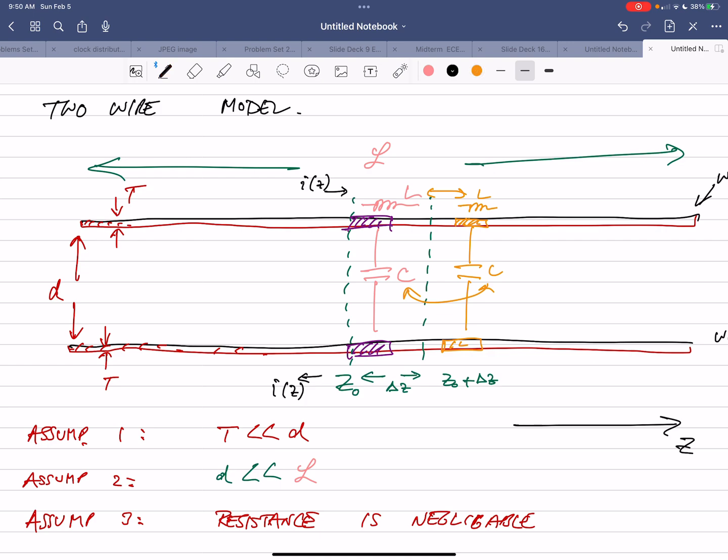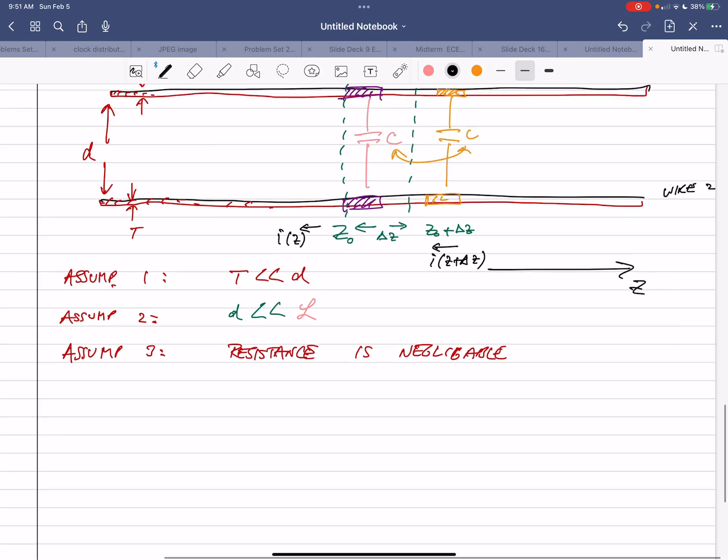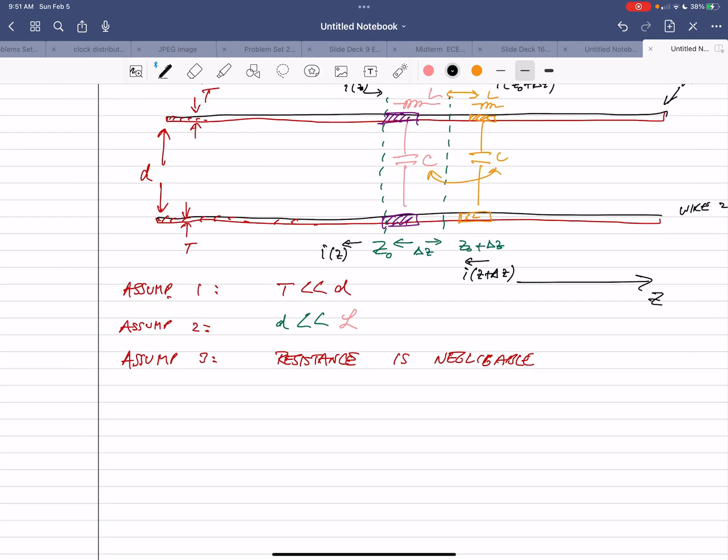And there'll be, in general, another current flowing here. I mean, there's going to be a current here, and there's going to be a current here, and that's going to be the current at Z0 plus delta Z. And this current is going to be the current I at Z plus delta Z. All right, and then we're going to make a further assumption. I think this is our last assumption. So these are assumptions.